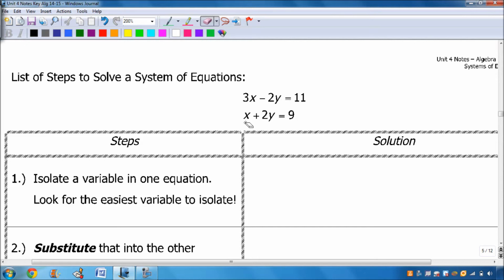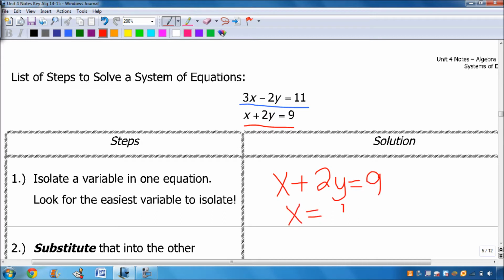See this x right here? It has a coefficient of 1. Everything is divisible by 1, so that's going to be the easiest variable to isolate. I'm going to color code my equations so you can see what I'm talking about. I'm going to color code the top one blue, and the bottom one red. So x plus 2y equals 9. In order to isolate the x, I'm just going to subtract 2y from both sides. So I get x equals 9 minus 2y.